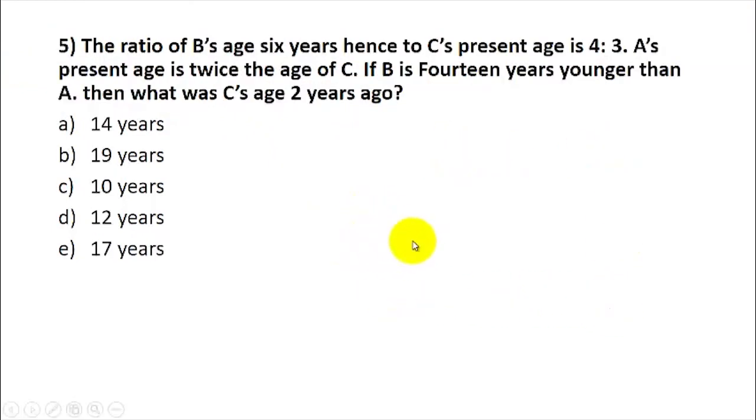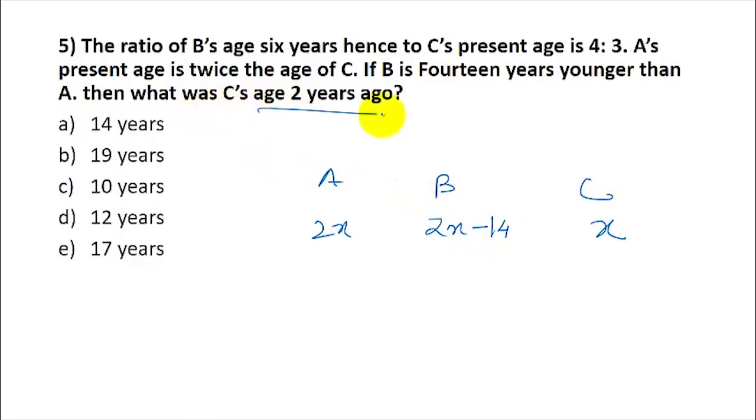So let us go to question number 5. What it is saying is the ratio of B's age and A, B and C's age. Now A's age is twice that of C. Let us assume that C is x. B is 14 years younger than A. So B is 14 years younger than A, that would be 2x minus 14.